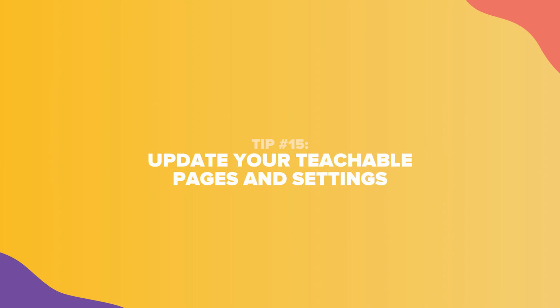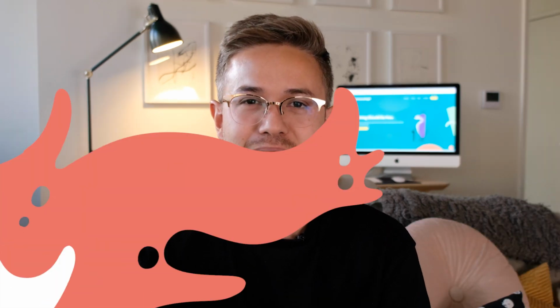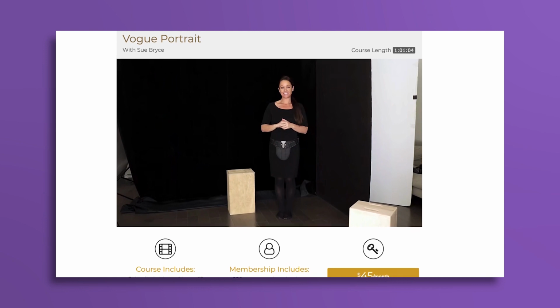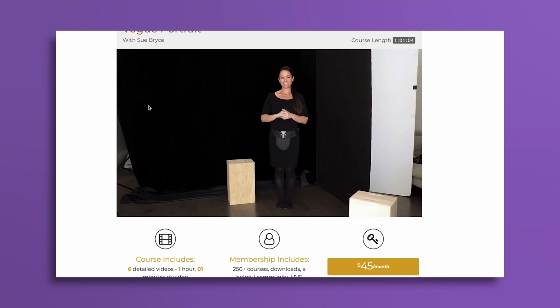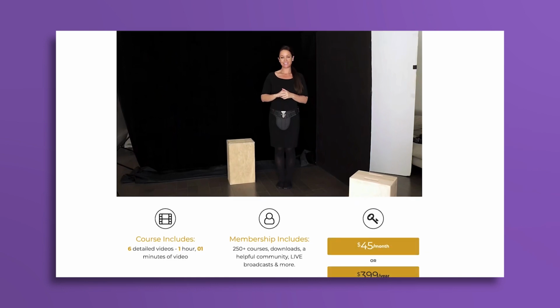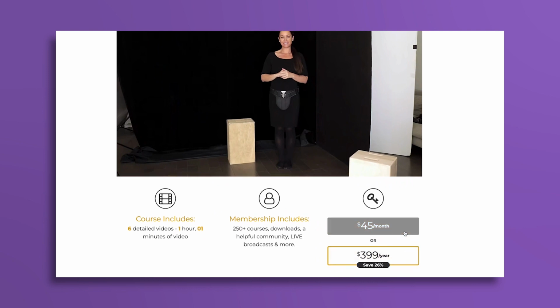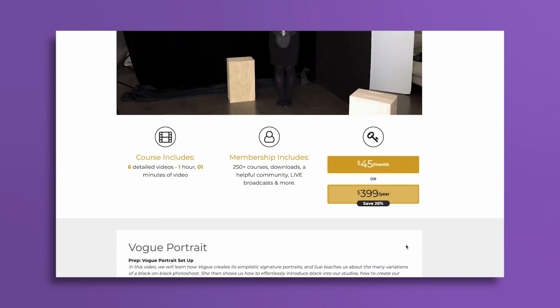Step number 15, update your Teachable pages and settings. Now we need to decide on a price for your course. Review your survey data to figure out what the best price should be. If you can't decide from there, go check out the pricing of similar courses in your niche. It's usually not a great idea to be the cheapest option, but you may also struggle to generate sales if you're a luxury option if you don't have an audience just yet.